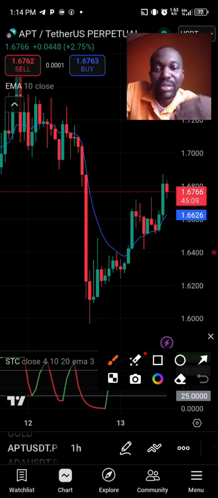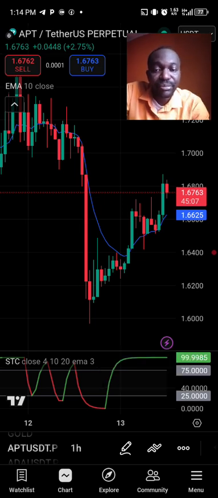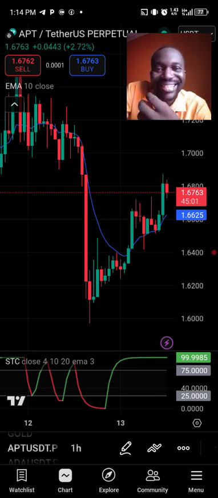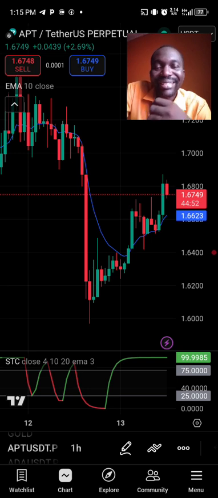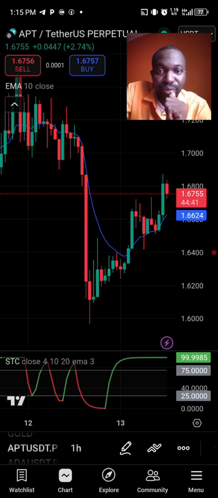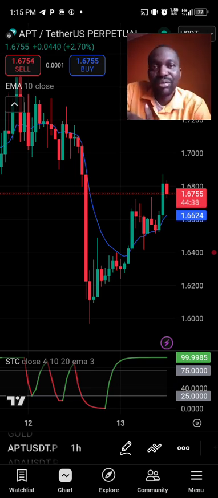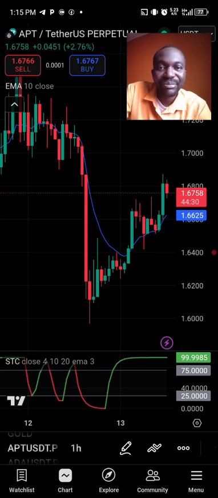So the second indicator we're going to be looking at is called STC. The full meaning of STC is Sharp Trend Cycle. Now, in trading the markets, whether you are trading forex, crypto, stocks, ETFs, we have two different kinds of cycles. When it comes to trading, we have buying cycle and we have selling cycle. Or in a professional way, we have the bullish cycle and we have the bearish cycle.